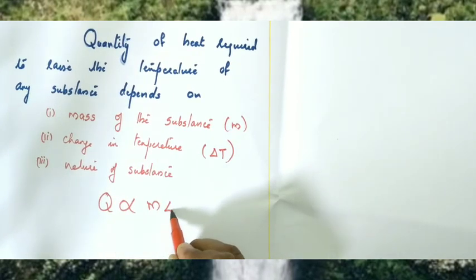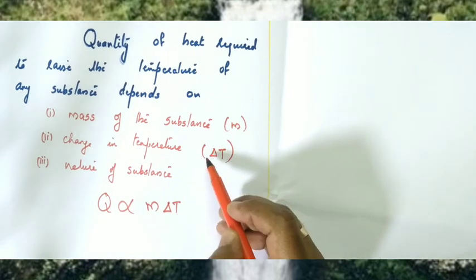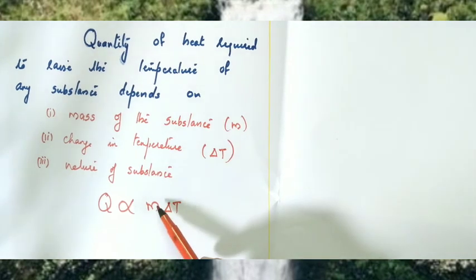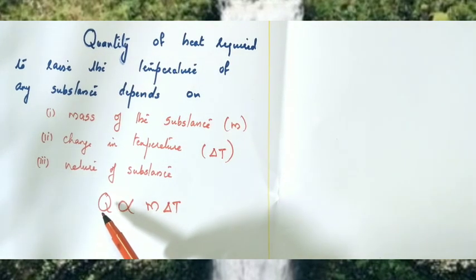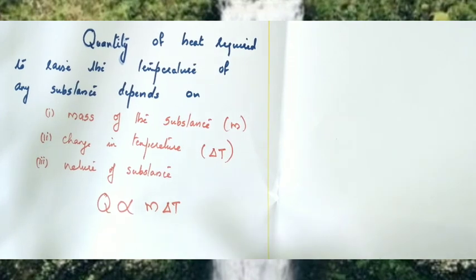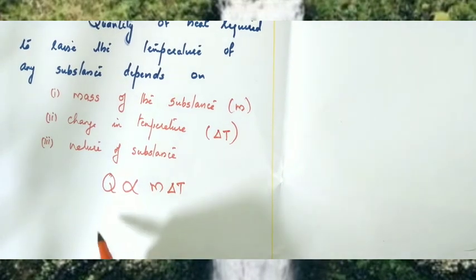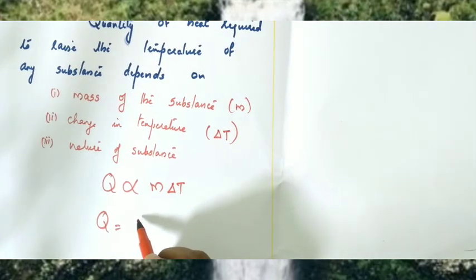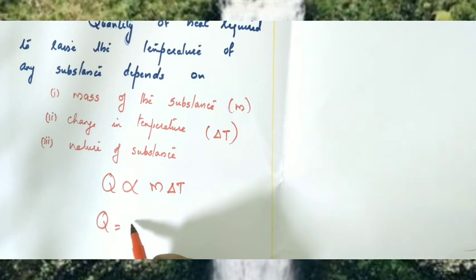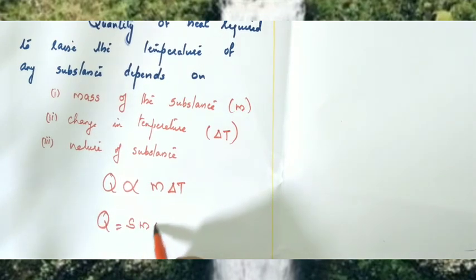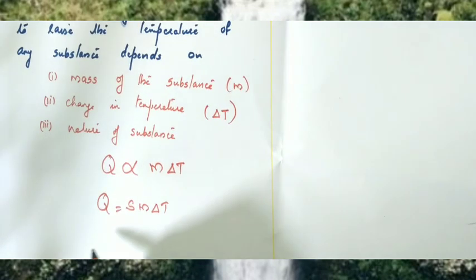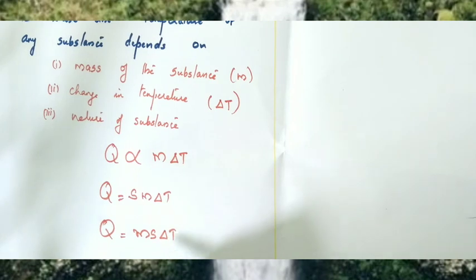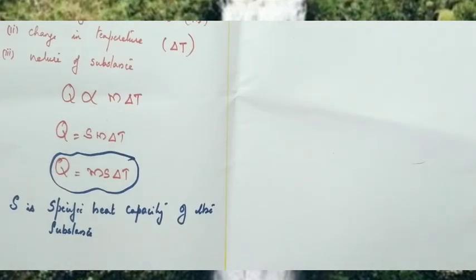It is directly proportional to change in temperature. Combining these, we can write Q is proportional to mass into change in temperature. As mass doubles, we can see that the quantity of heat also doubles. If the change in temperature increases, quantity of heat required also changes. So, we can write Q equal to, proportionality can be changed by a constant. Here the constant is S into m delta T. Or we can rearrange it and say Q equal to m S delta T. Here S is a constant which is called specific heat capacity.